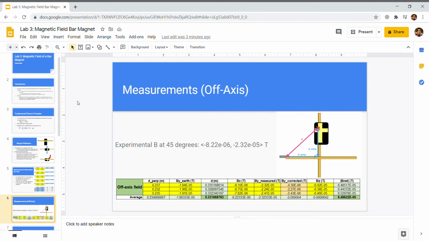Listed here we have my measurements for the off-axis. And as you can see from the diagram here, it shows the setup for these measurements. And the experimental B at 45 degrees to be found from this was negative 8.22 times 10 to the negative 6 and negative 2.32 times 10 to the negative 5th.